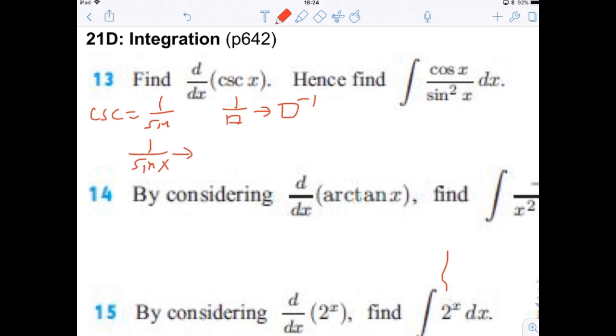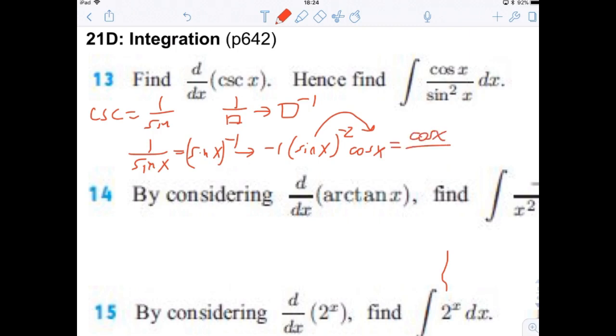So instead of 1 over sine x, I'm going to write it as sine x to the negative 1, and then I'm going to do power rule on the outside of it. So I'm going to have negative 1 sine x to the negative 2. I just did power rule. And then I'm going to do the chain rule on the inside of that, which is going to be cosine x. And so my result is cosine x over sine squared x. And now we see how they got this.